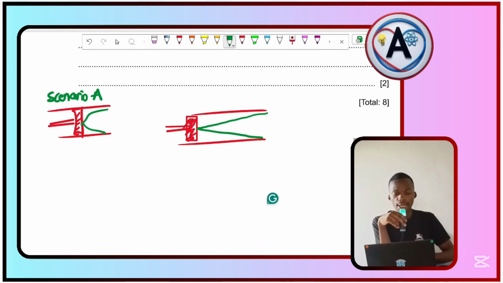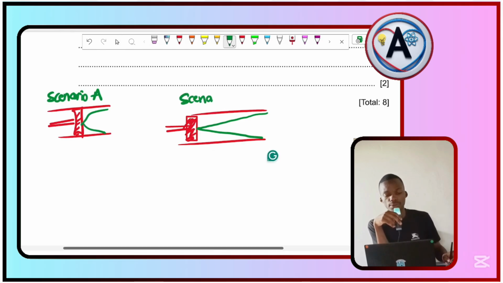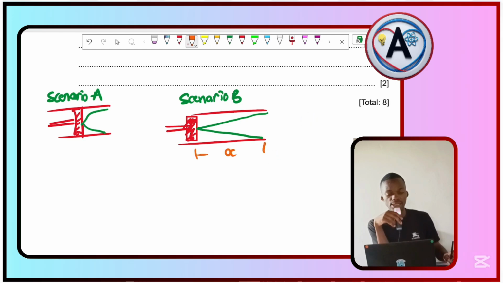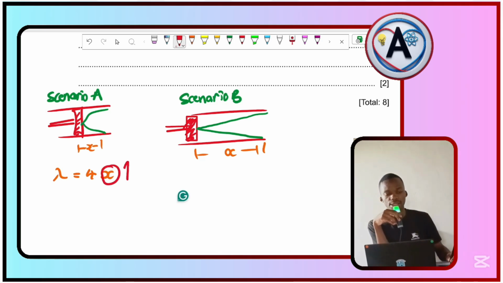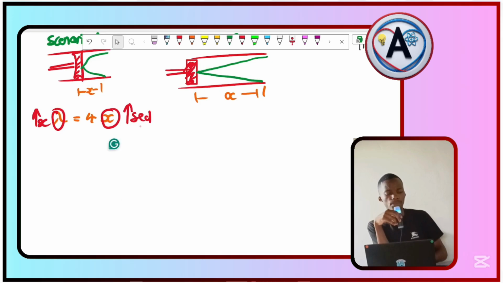But what you can see is v is the same. So this is scenario B, right? And I know that this is still my distance x. Lambda is actually 4x. So from scenario A to scenario B, the value of x itself has increased. So the value of lambda is therefore meant to increase. Does that make sense?